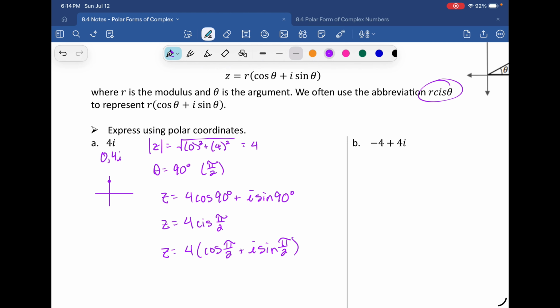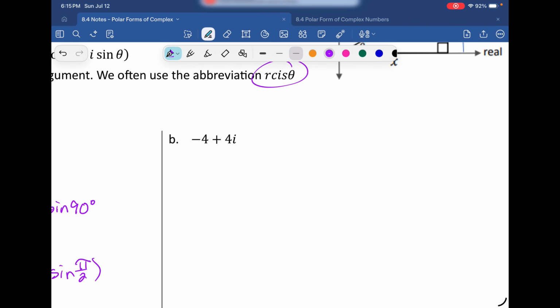Okay, all of these are acceptable. Make sure you follow the directions, whether it wants degrees versus radians. This is -4 plus 4i, so that makes x -4 and y 4, so that's going to put us in quadrant 2.